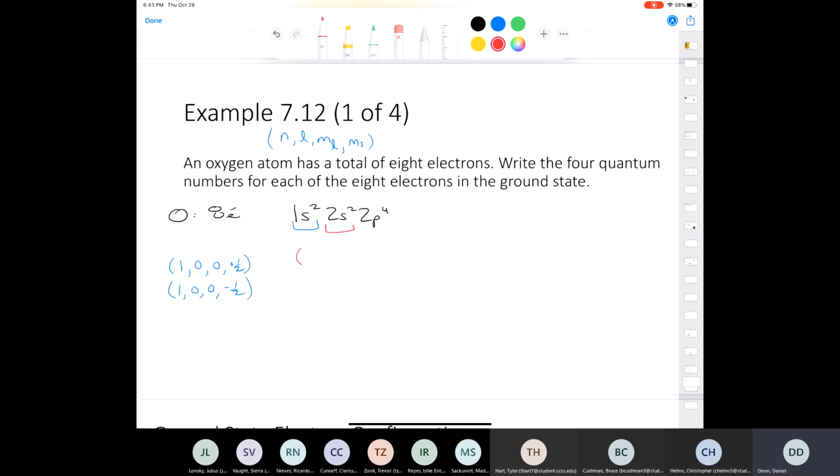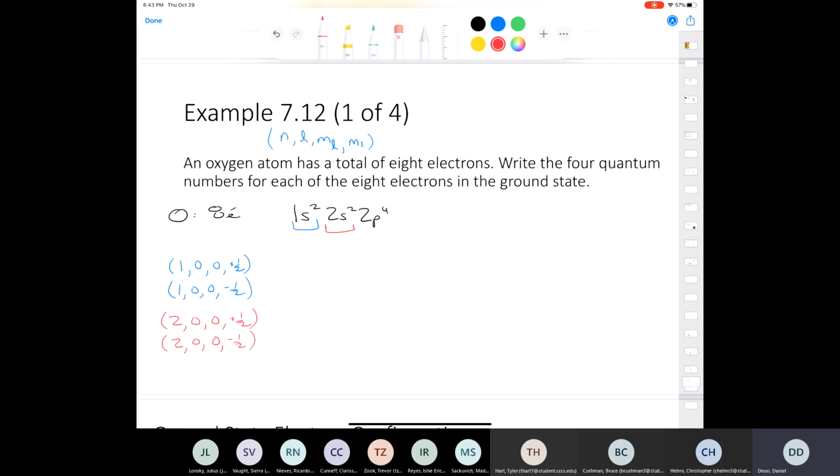Now let's do the 2s electrons. Principal quantum number 2. Since they're s, my l is equal to 0. My ml is going to be equal to 0. First one will be plus a half. Second one will be minus a half. We're halfway through the problem. So there's my s electrons.